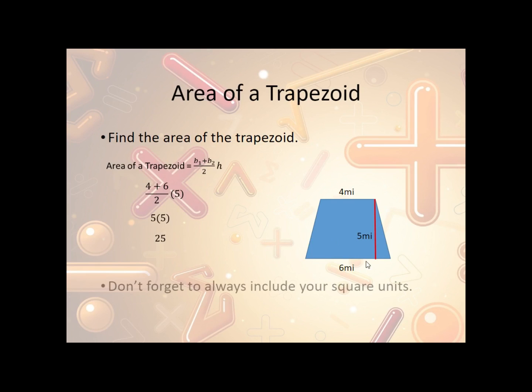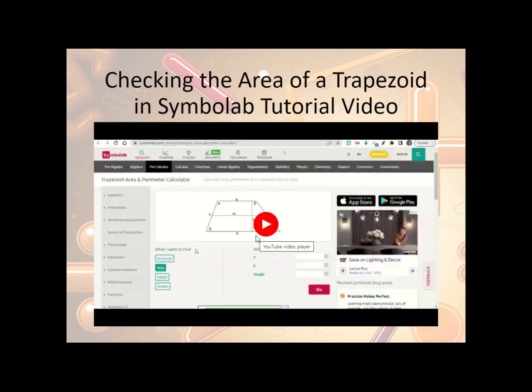Now don't forget your units. It's in miles, so it'll be miles, and then it's the area, so it'll be miles squared. So this is 25 miles squared. Now there's a video here that shows you how you can check your work when finding the area of a trapezoid using Symbolab. So go ahead and watch that video now.